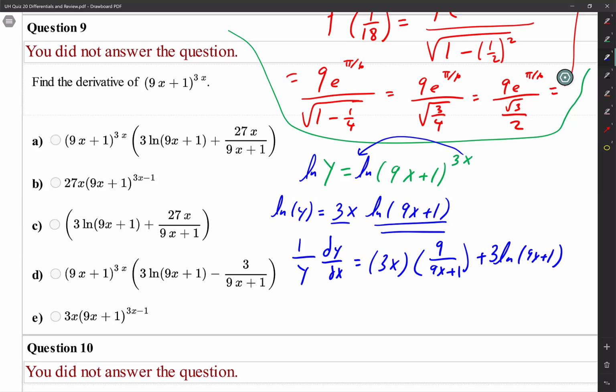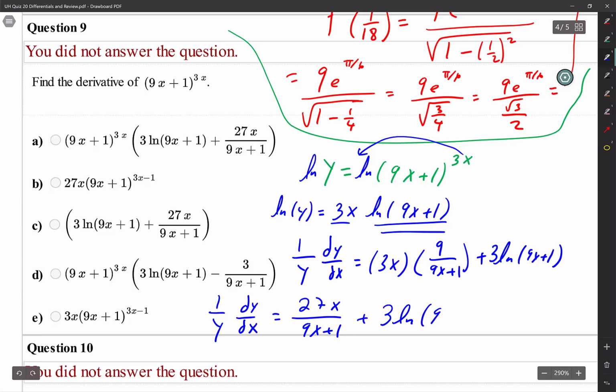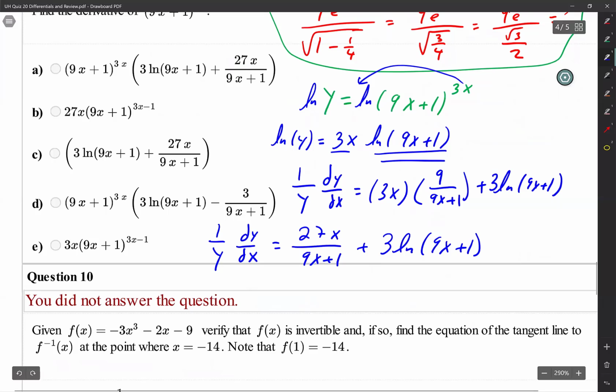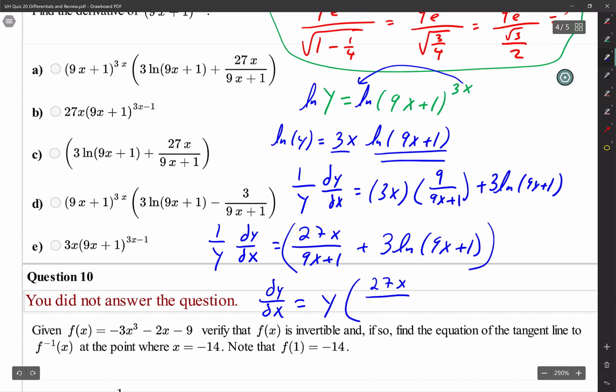Let me simplify it. In a little bit, we're going to multiply by the y there. 3x times 9, 27x over 9x plus 1, plus 3 ln of 9x plus 1. Okay, I don't see anything crazy there. I'm going to multiply by y, the whole shebang. So now you're going to have dy dx equals, and I'm going to put my y there, and I'm not going to distribute it. I'm going to leave it alone.